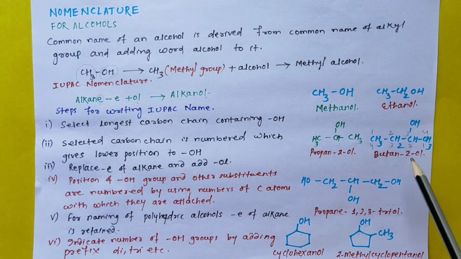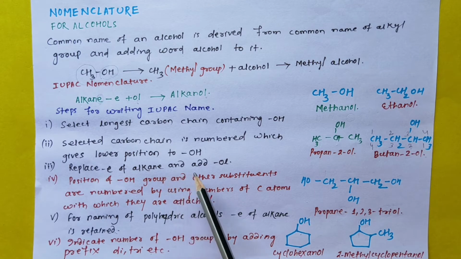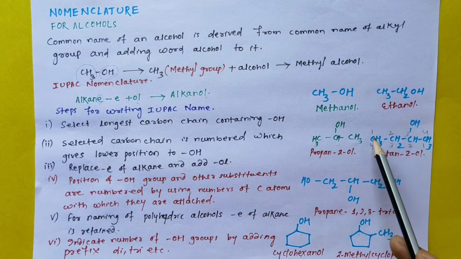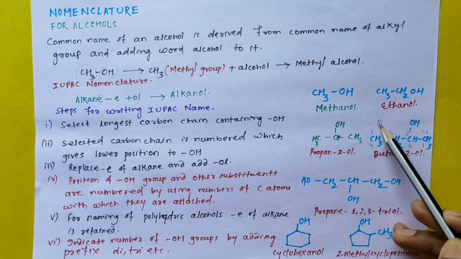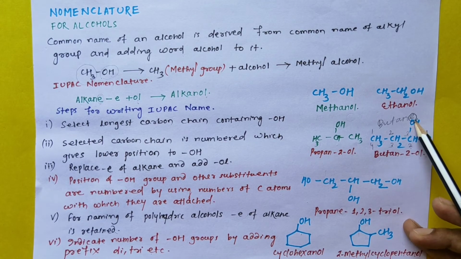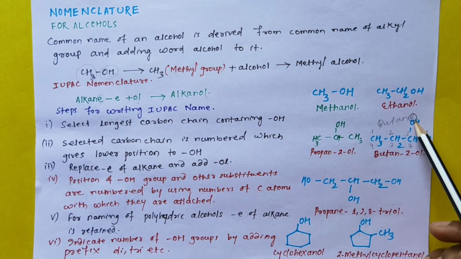Okay. Next we have to replace the E of the alkane and add OL to it. That means, suppose the name of the parent alkane will be butane. So you see here the parent alkane is butane. We have to remove this E and add OL.